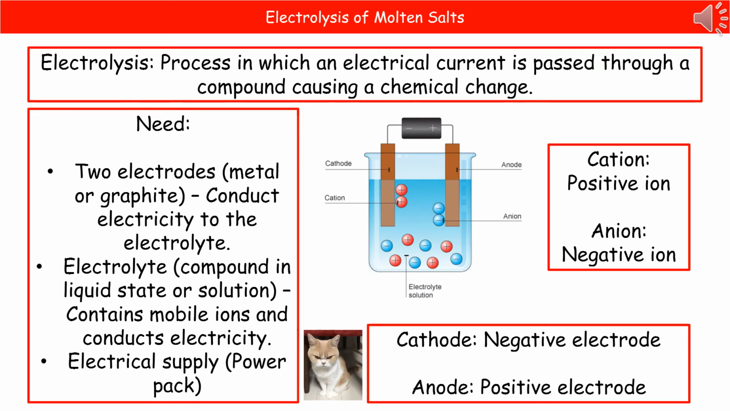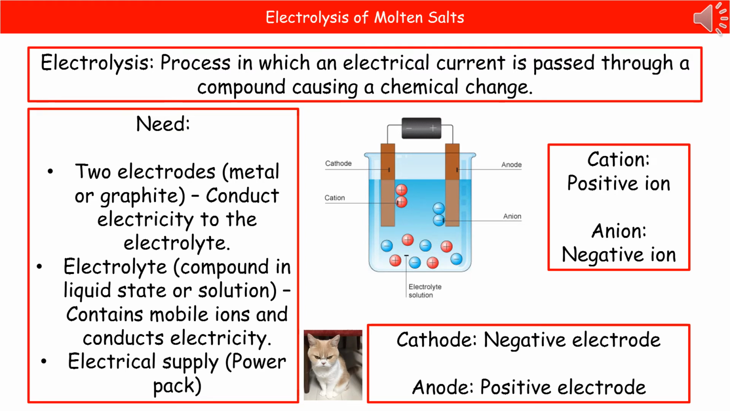Today's chemistry check, we're going to look at electrolysis. So when we're talking about electrolysis, this is the process that splits chemicals using electricity. So we pass an electric current through a compound, causing a chemical change. To actually carry this out, we're going to need two electrodes made of metal or graphite. They conduct the electricity to the electrolyte. We need the electrolyte, which is a compound in a liquid state or solution, and we need the electrical supply, a power pack for example.